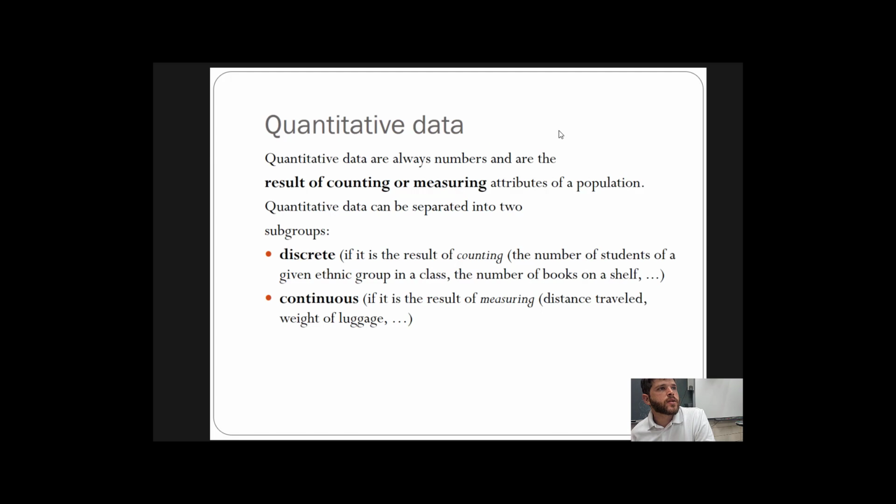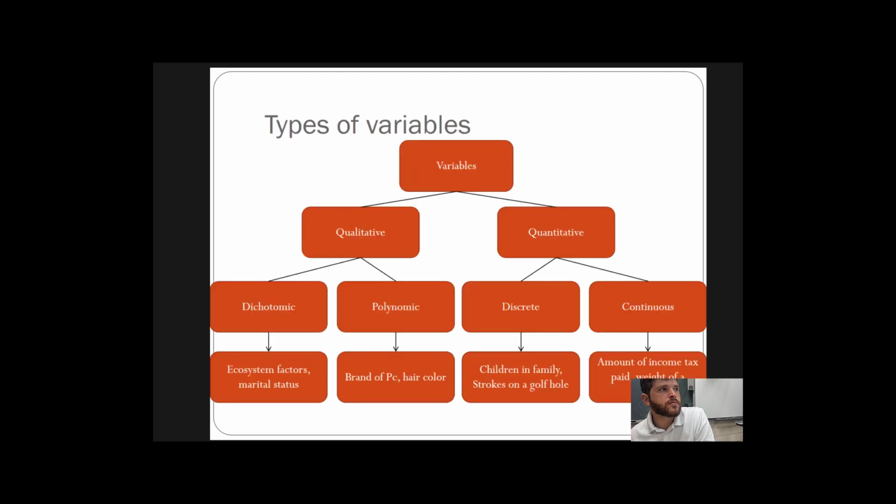Alright, quantitative data. So this results from counting or measuring, and you can separate quantitative data into two subgroups. You have discrete. So this is where discrete data is the result of counting, so like the number of students in a given ethnic group in class, the number of books on a shelf, etc. Continuous data is if it's the result of measuring, so like distance traveled, or weight or height, things you can measure. And here's a good chart to kind of show you how these terms are related. So variables, qualitative, quantitative, discrete and continuous.